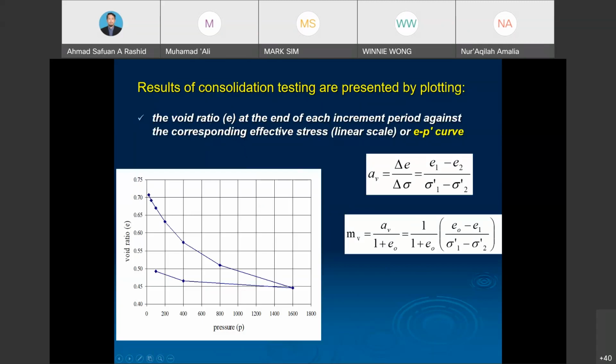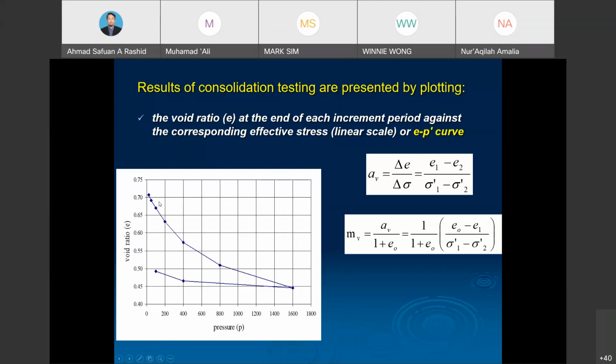The void ratio at the end of each increment period, against the corresponding effective stress on a linear scale, has been plotted inside the e-p curve. So, void ratio over pressure. How could we determine the void ratio e? We may discuss based on Dr. Kamarudin's reference book, on how to get the e value. Each loading, each pressure, provides a different value of the void ratio e.